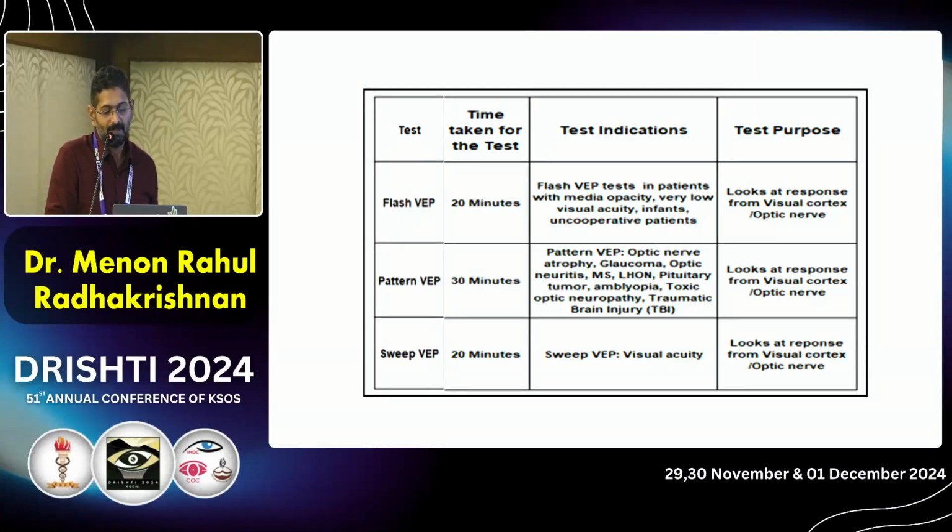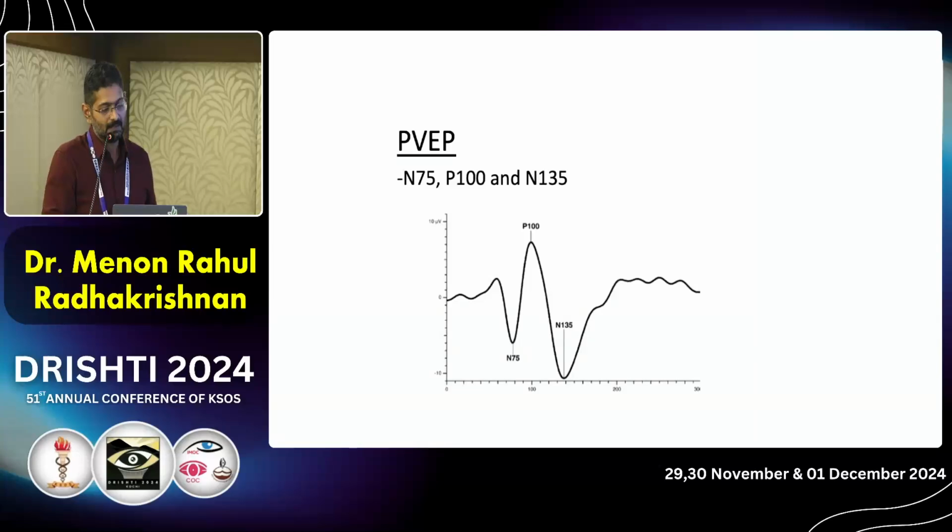The flash VEP is basically done in patients with media opacity, very low visual acuity, infants, and uncooperative patients. And the pattern VEP is basically for optic nerve atrophy, glaucoma, optic neuritis, and so on. So we have three waves, just like the other waves: two negative waves and one positive wave. This is the N75, this is the P100, and N135. So basically it is the timing. That is 75 milliseconds, 100, and this is at 135.